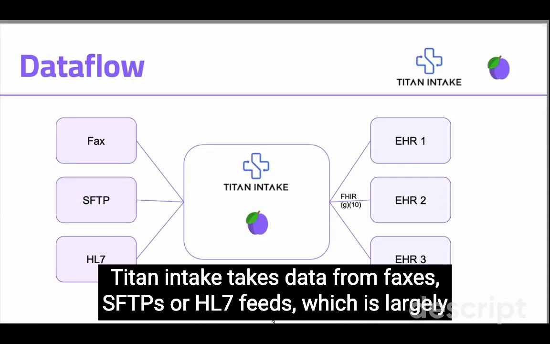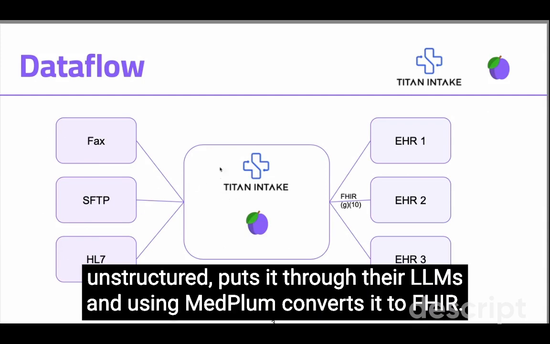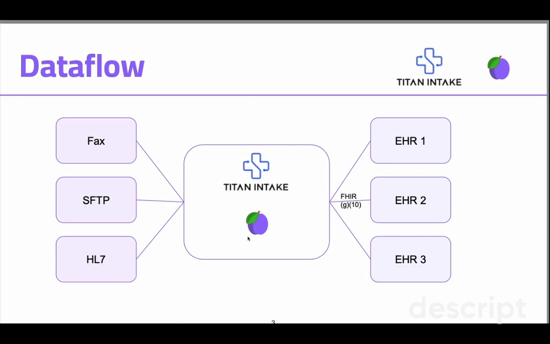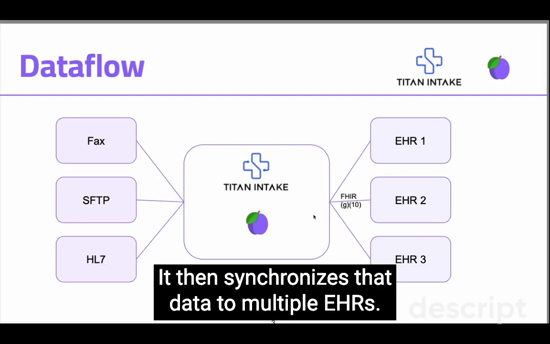So Titan Intake takes data from faxes, SFTPs, or HL7 feeds, which is largely unstructured, puts it through their LLMs, and using MedPlum converts it to FHIR. It then synchronizes that data to multiple EHRs.